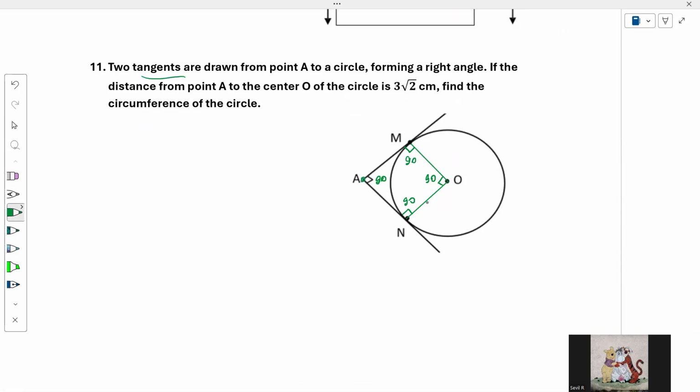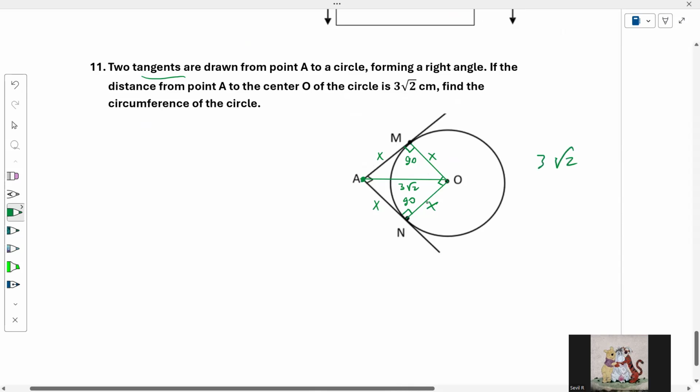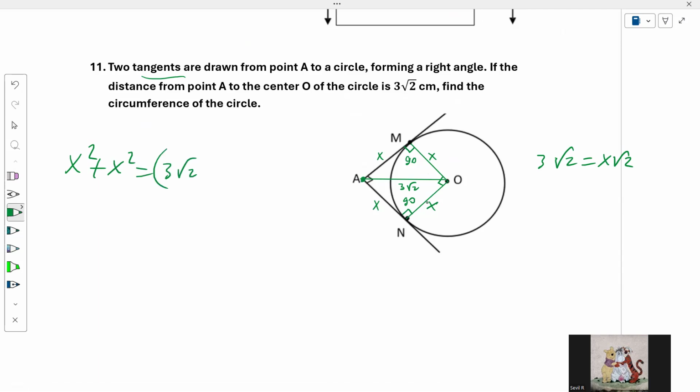What we know from the common point, if you have two tangent lines, the length of AM will be equal to the length of AN. It's from circle theorems. And if this is a rectangle, we can write the opposite sides equal, and then it turns out it's a square. If the distance from point A to the center O is 3 square root of 2, as you see, it's an isosceles right angle triangle. You can say 3 square root of 2 equals x square root of 2. Or if you don't want to write this way, write x squared plus another x squared equals 3 square root of 2 squared. From here, you can get x equals 3.